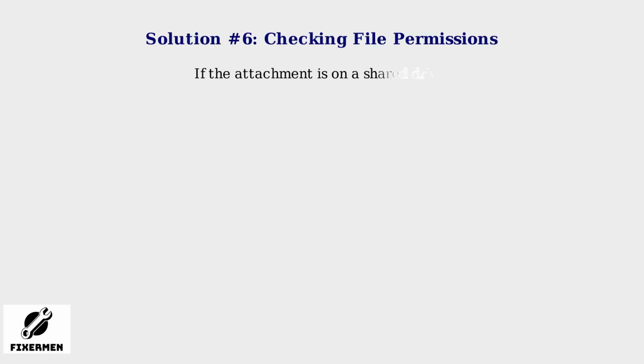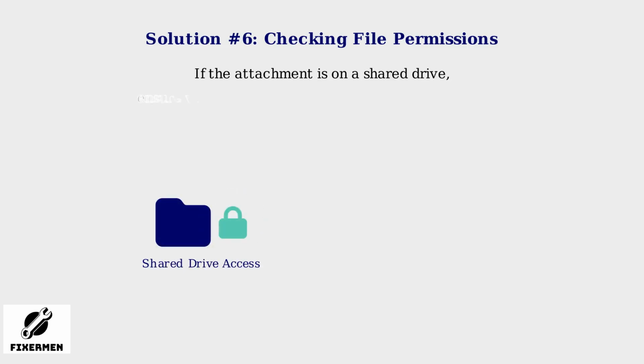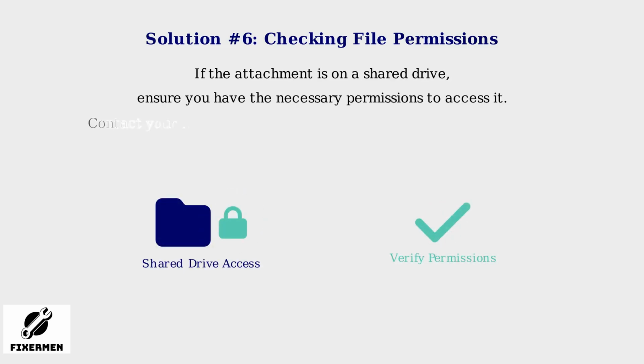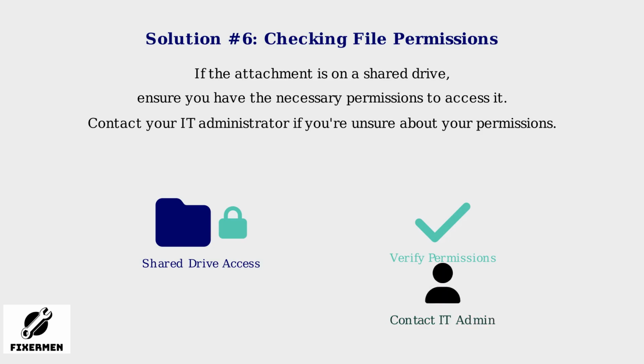Solution number 6 focuses on checking file permissions. If the attachment is located on a shared drive, ensure you have the necessary permissions to access it. Contact your IT administrator if you're unsure about your permissions.